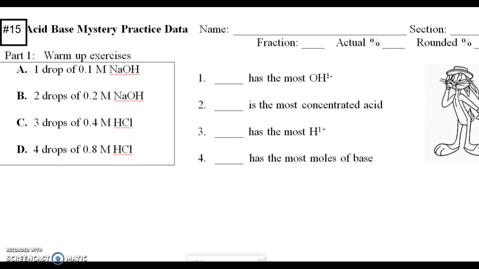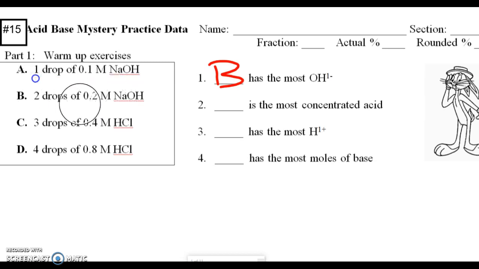So question number one was, which has the most hydroxide ion? So I'll be looking at A and B because those are the only ones that have hydroxide ion. I have one drop of a 0.1 molar. I have two drops of a 0.2 molar. So in this instance, I would definitely have to go with B. I have more drops of the more concentrated hydroxide ion, and therefore I should have the most hydroxide ion.